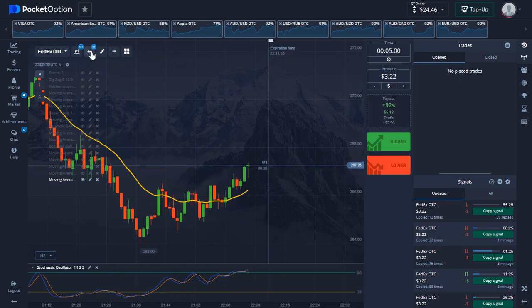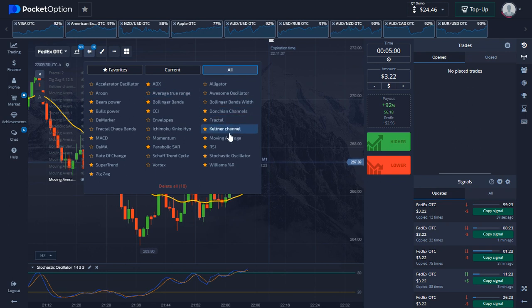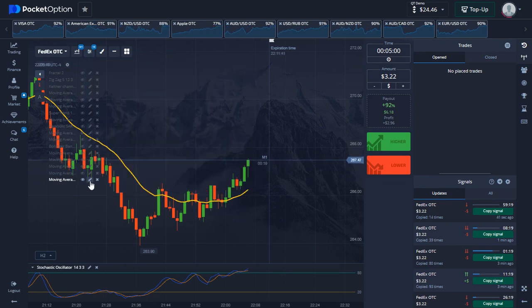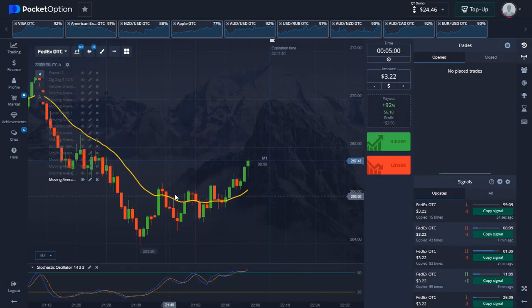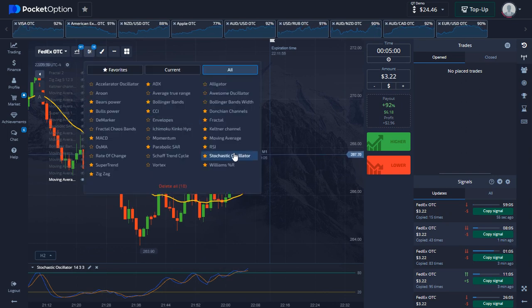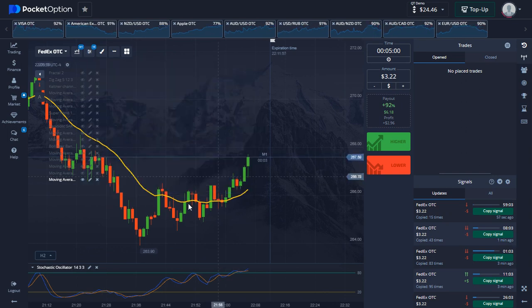All you need to do is to add two things: a moving average, and the moving average settings are as follows: 21 for period and EMA for moving average. The style settings can be whatever you choose them to be. And lastly, the stochastic oscillator, which will be set to defaults. Once you plug it on, the default settings are sufficient.